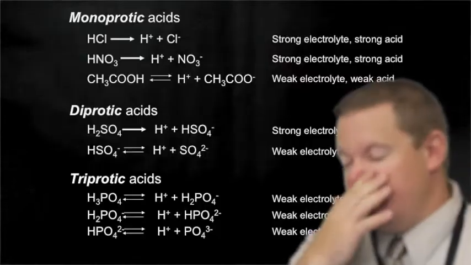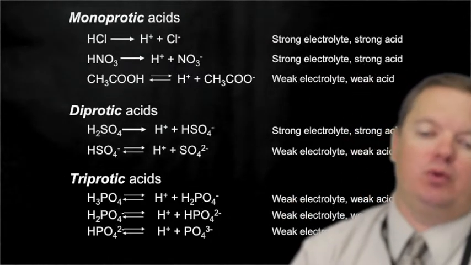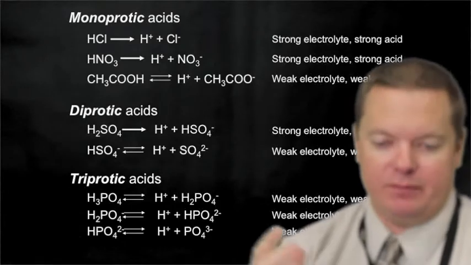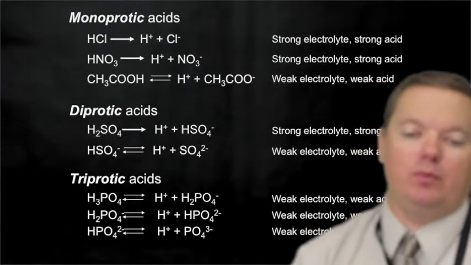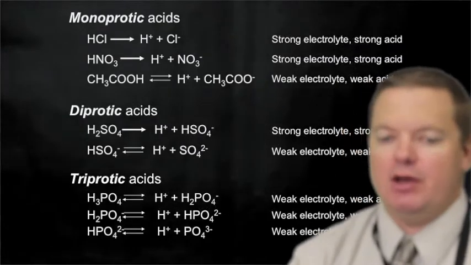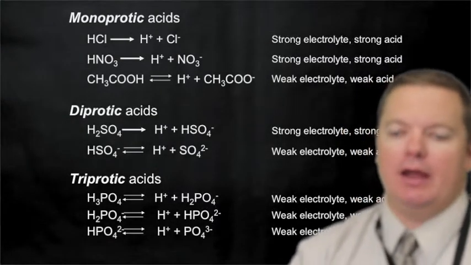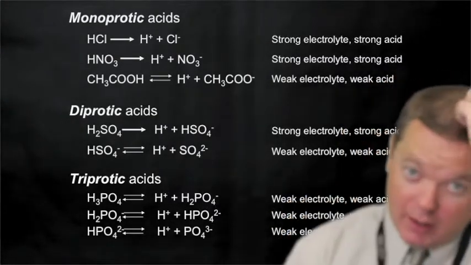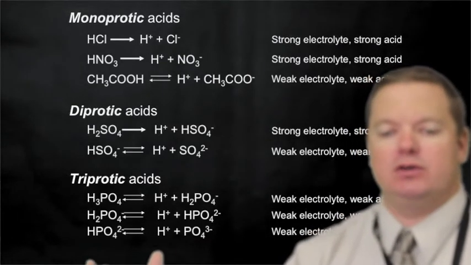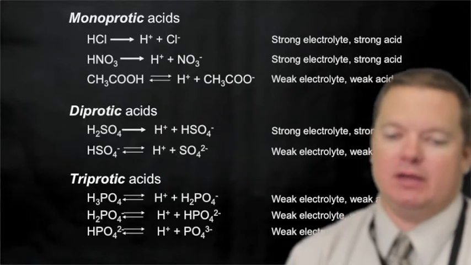When we talk about at least one ionizable proton, or one hydrogen, that leads us to the idea that we have different levels. We have monoprotic acids, where we have one hydrogen that can be donated, such as HCl. Remember, HCl is a strong electrolyte, so it's a strong acid. It completely dissociates when it goes into water. Same thing with nitric acid.